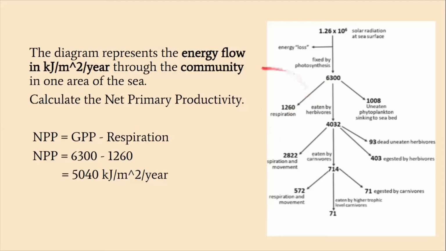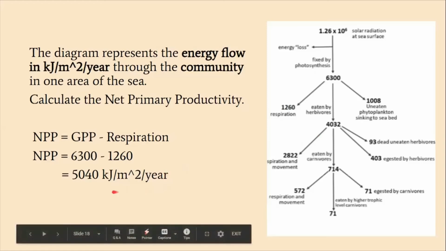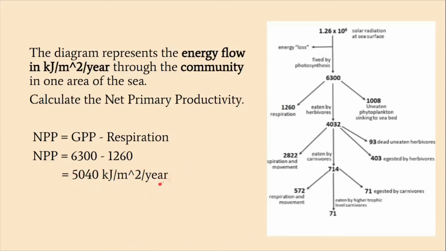As we can see here, the algae do respire, because every living organism has to use glucose and respire it. So we know 6,300 is GPP minus 1,260 as the energy used up in respiration, or the glucose used in respiration, and this will give us a value of 5,040 kilojoule per meter squared per year. So the NPP from the algae available to the next trophic level is 5,040, or we can call it the biomass.